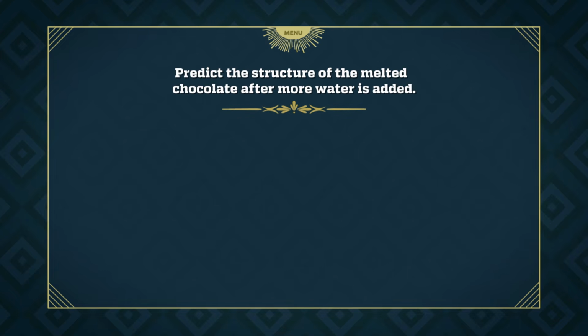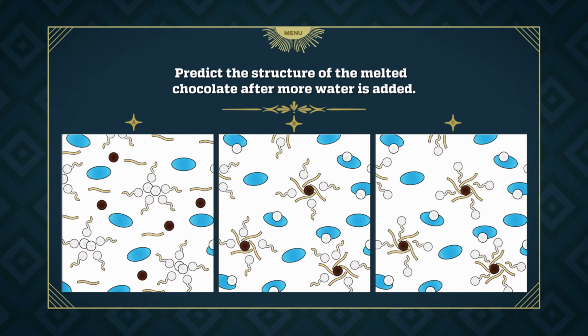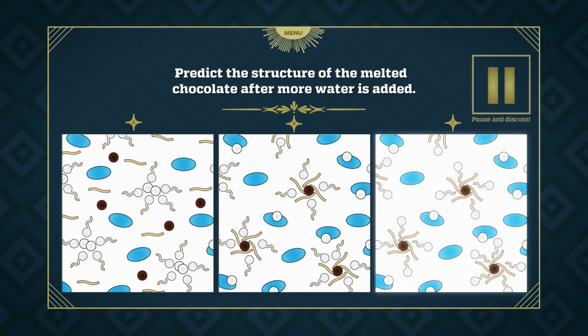Which of these diagrams correctly represents the structure of the melted chocolate after I add water? The correct answer is C. The lecithin shields the hydrophobic cocoa butter molecules from the surrounding water, allowing the cocoa butter to stay evenly mixed in. The answer isn't A, because the hydrophilic sugar would actually be dissolved in the water. And the answer isn't B, because the orientation of the emulsifier molecules is incorrect.